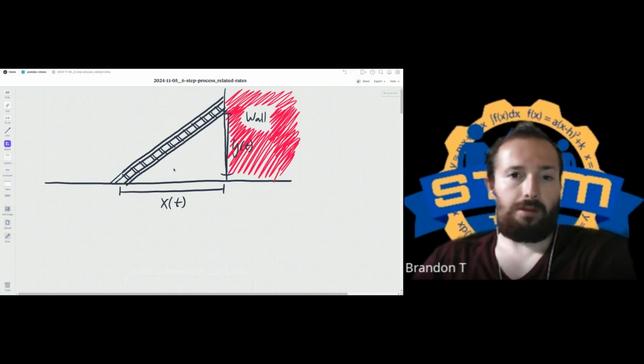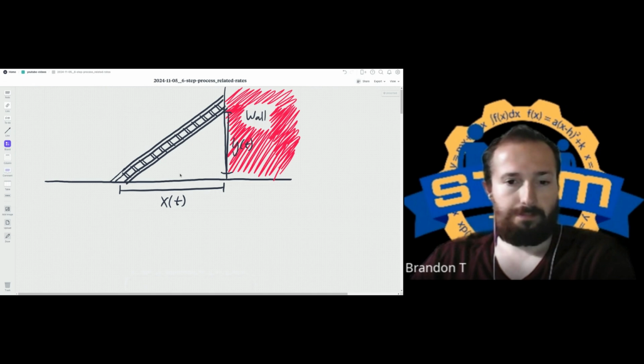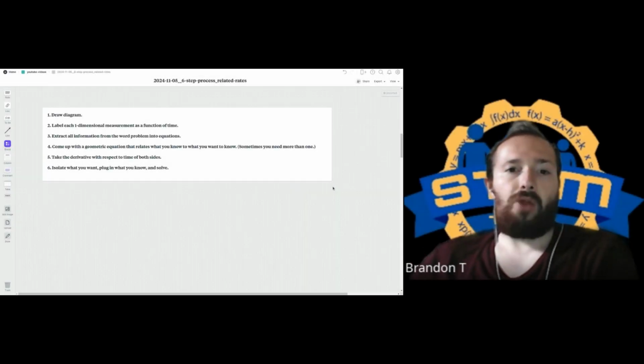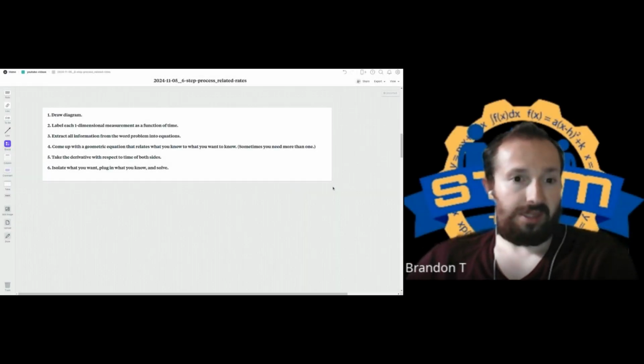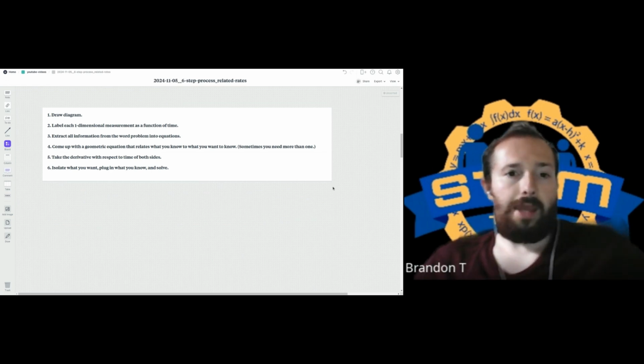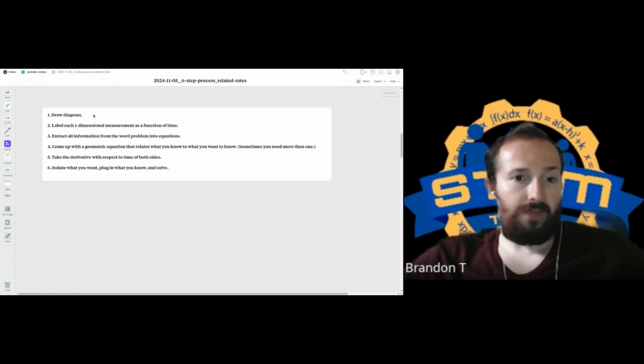Now let's dive into the actual process. Here's the process. The way I do it, it's a 6-step process. There are other people who do it differently, with a different number of steps or different steps, but this is the one that I like the most. We'll go into each of these in detail.